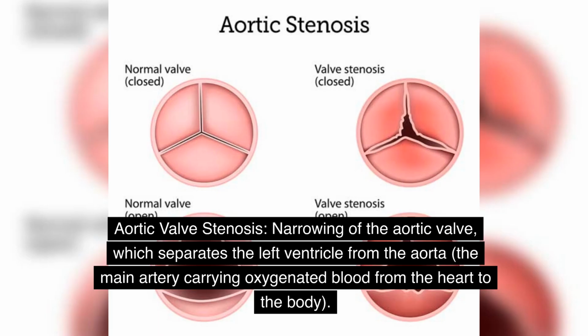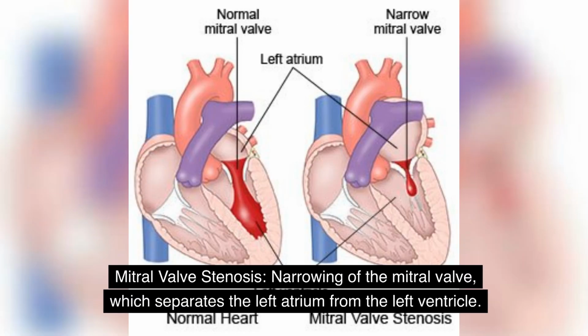Aortic valve stenosis: narrowing of the aortic valve, which separates the left ventricle from the aorta, the main artery carrying oxygenated blood from the heart to the body. Mitral valve stenosis: narrowing of the mitral valve, which separates the left atrium from the left ventricle.